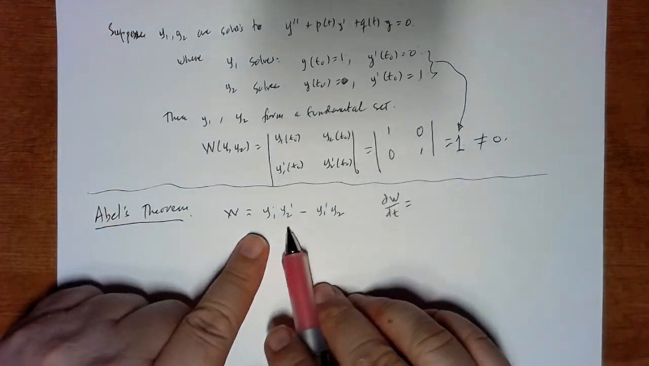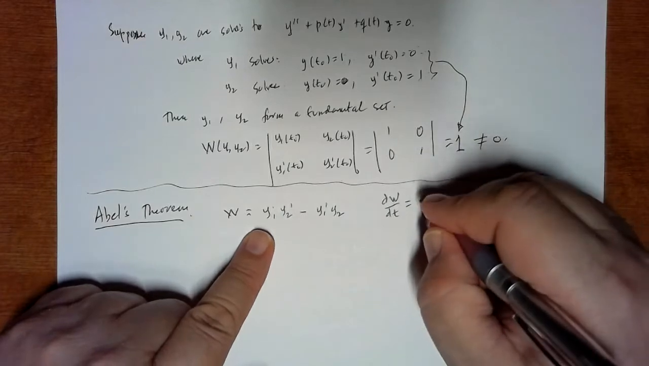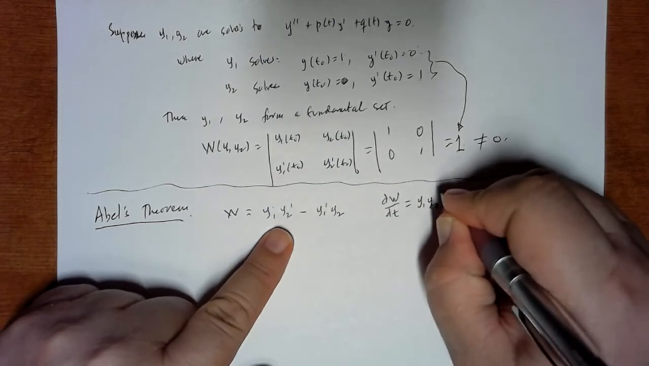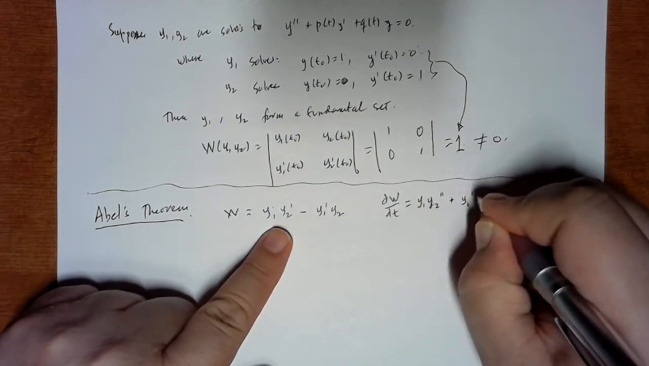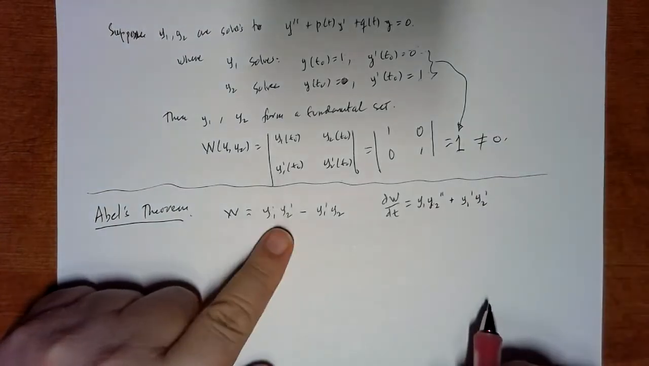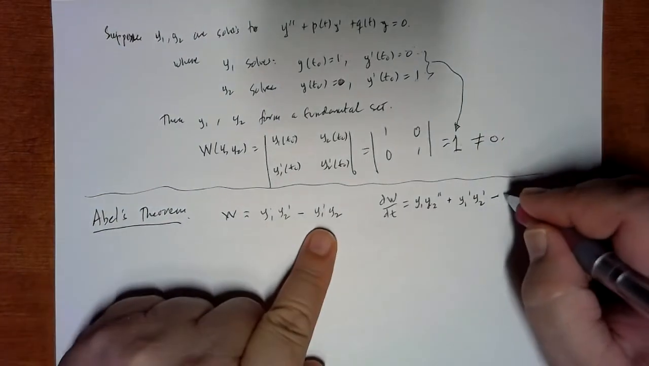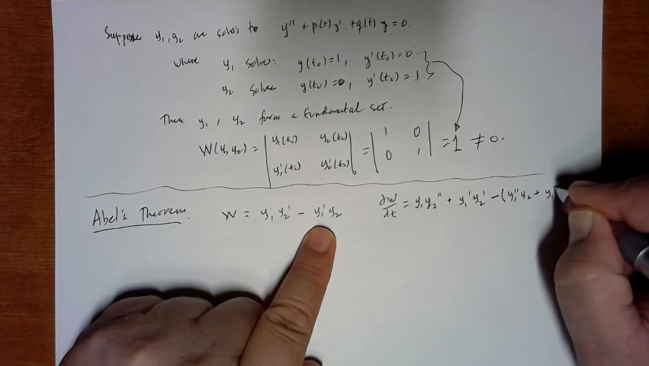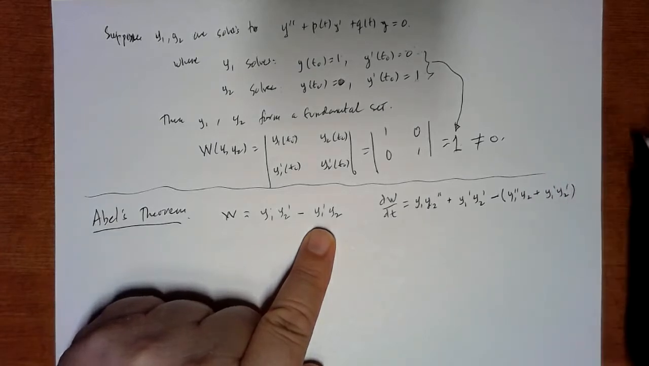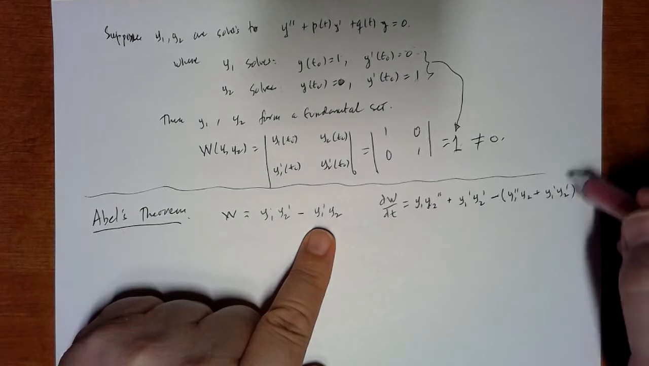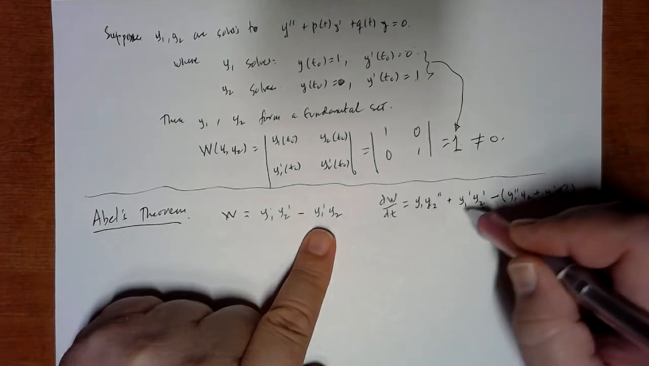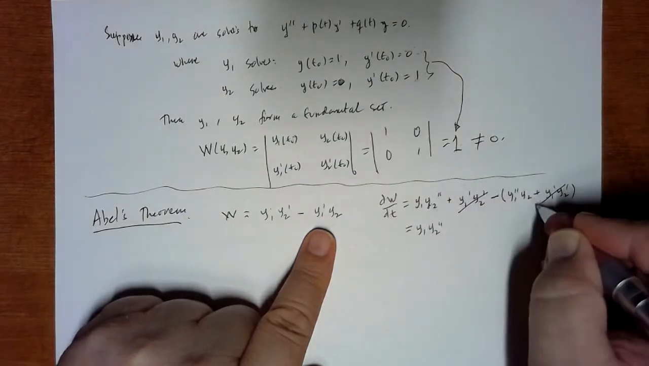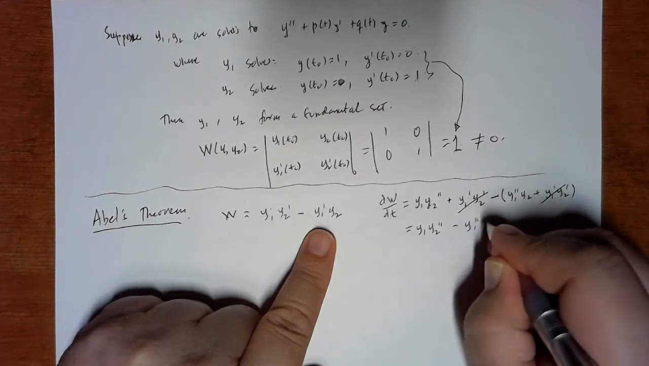Well, this would be y1. I'm going to put this in a specific order because I kind of know what's coming. y2 double prime. I'm using the product rule here. Okay, so that's the derivative of the first part, minus y1 double prime y2 plus y1 prime y2 prime. Good. What do you notice about the derivatives? I think those cancel, right? We're left with y1 y2 double prime minus y1 double prime y2.